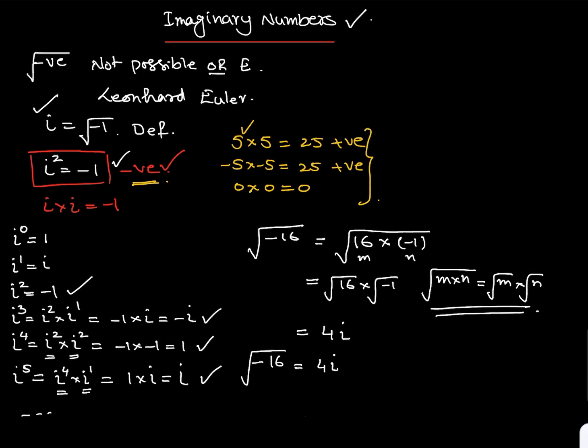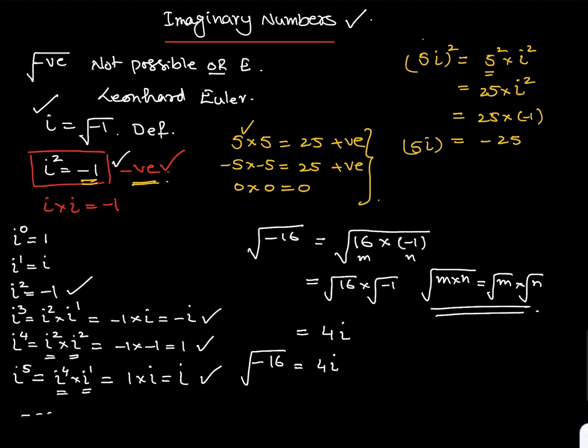Let's take one more example with the square. (5i) squared is equal to 5 squared times i squared. 5 squared is equal to 25, and i squared is equal to -1. 25 times -1 is equal to -25. So (5i) squared equals -25.